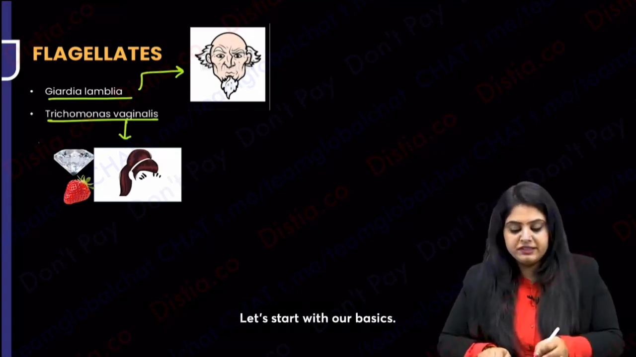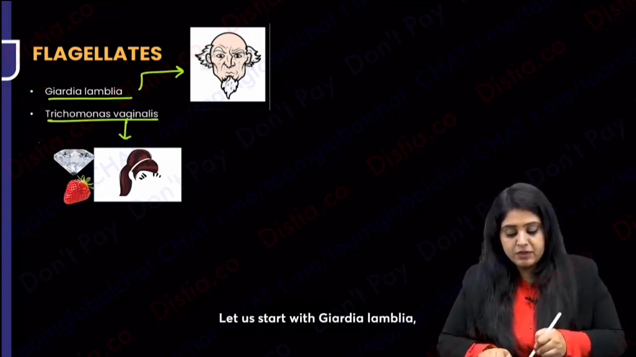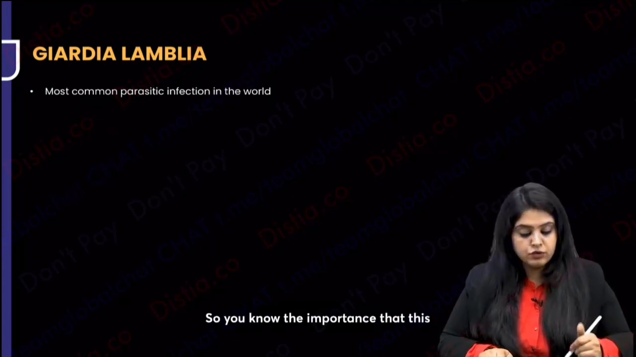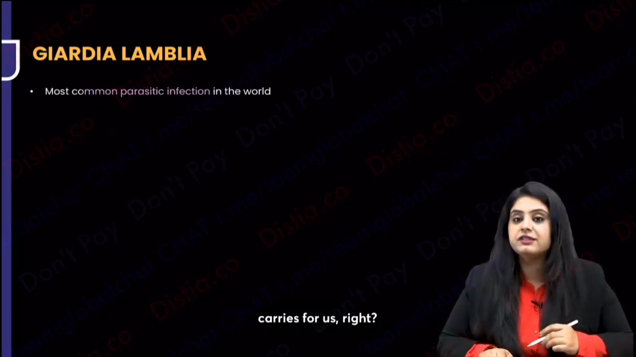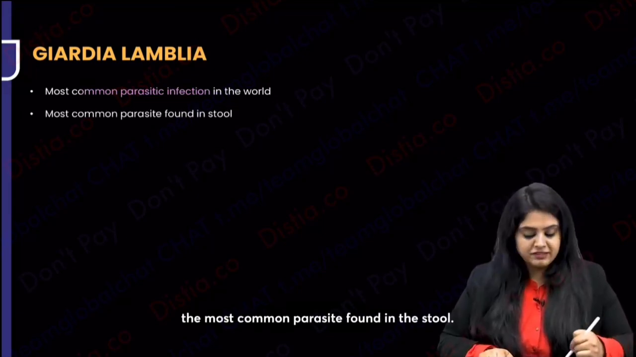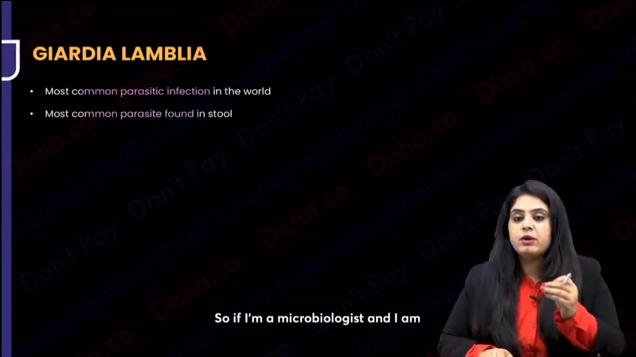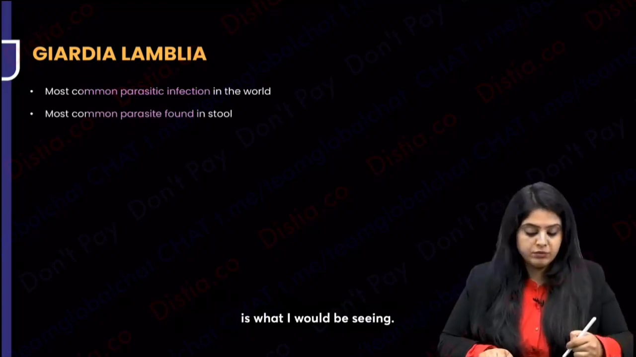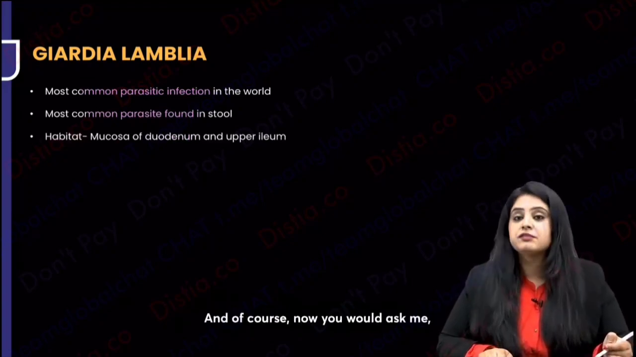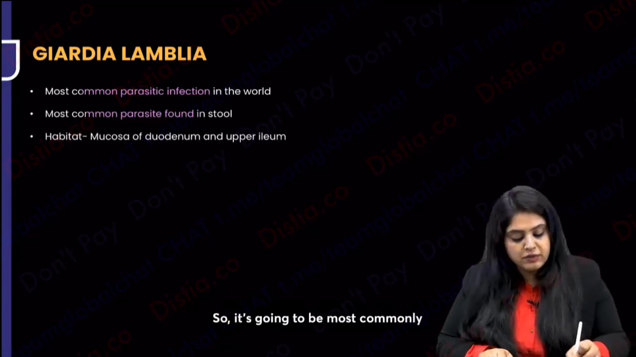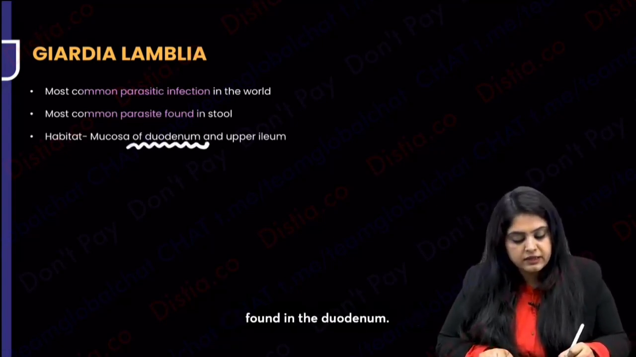Let's start with our basics. Let us start with Giardia lamblia, because that is one of the most common parasitic infections in the world. So you know the importance that this carries for us, right? Apart from that, please note, this is also the most common parasite found in the stool. So if I'm a microbiologist and I'm looking at the stool, highest chances of getting a Giardia lamblia is what I would be seeing. And of course, now you would ask me, where in the intestine or what kind of diarrhea does it cause? So it's going to be most commonly only found in the duodenum.